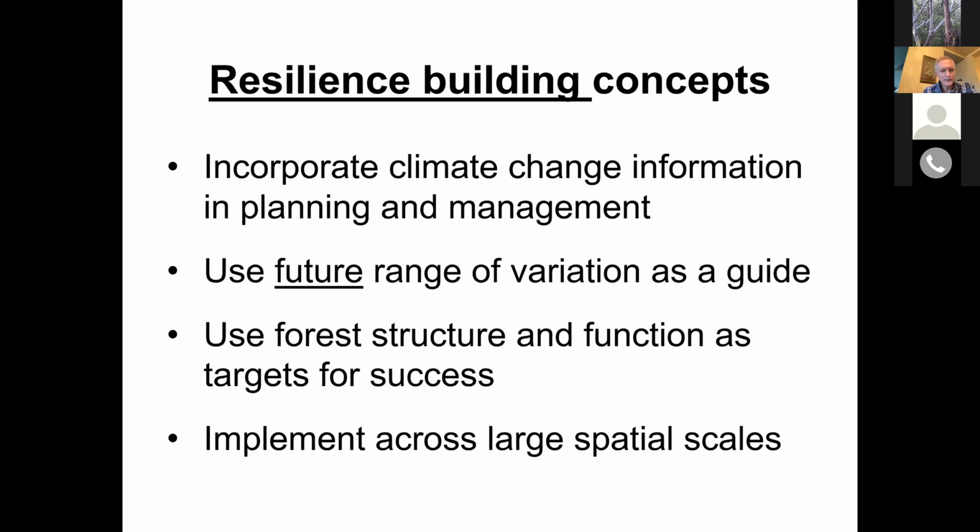Historic range of variation probably serves us well. We'd like to at least get to that point, but then we don't want to stop there. We need to continue to move into the future. We need to start thinking maybe a little bit less about species and a little bit more about using forest structure and function as potential targets for the success of our management activities. And we need to do this across as large a spatial scales as we can. We know we have a lot of forests out there that are potentially vulnerable to climate change, particularly forests on the east side that may not have experienced fire in several decades.